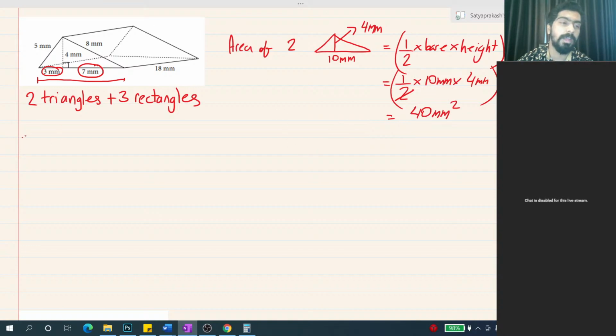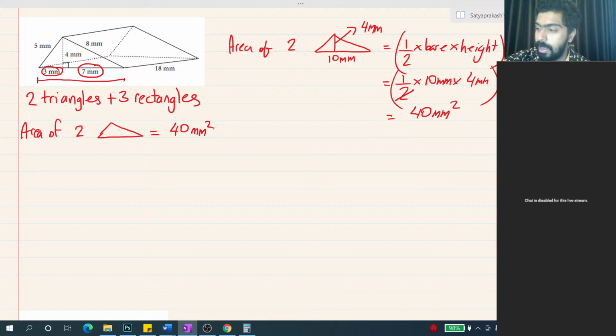So let us write that down on the side. Area of 2 triangles is equal to 40 millimeter square. Okay guys, let me know if you got it correct in the chat, just for the triangles first. We'll go one step at a time. Then we can go to the 3 rectangles.